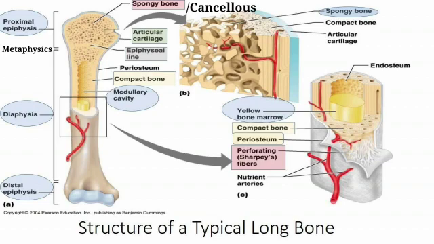Bones are composed of 2 types of tissue. The first is compact bone, which is the outer layer. It's dense, hard, and strong, and it's made of osteons. The second type of tissue is in the inner layer, which is called cancellous bone, which is spongy bone. It is lighter, less dense, and more flexible compared to compact bone.